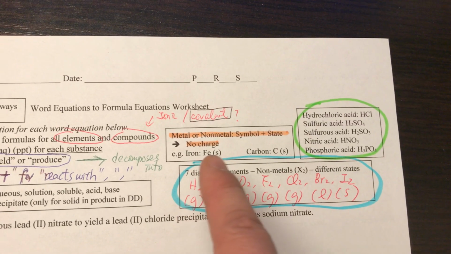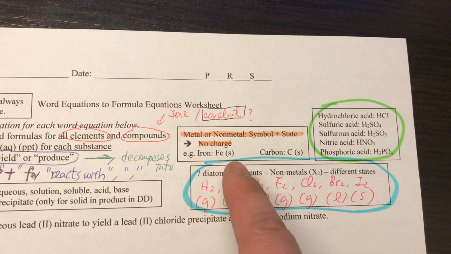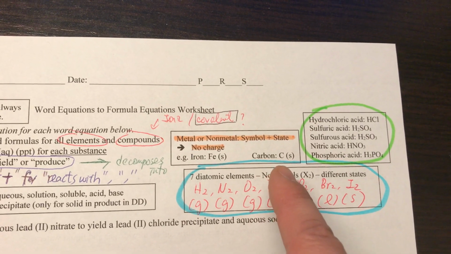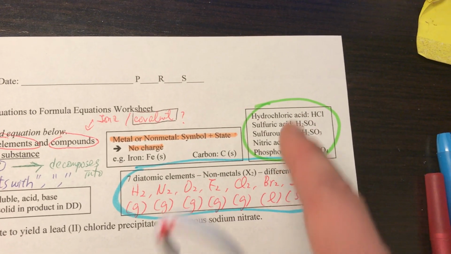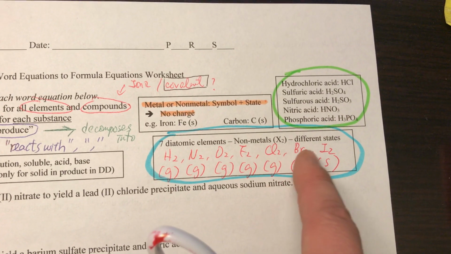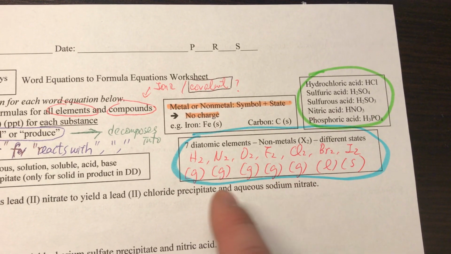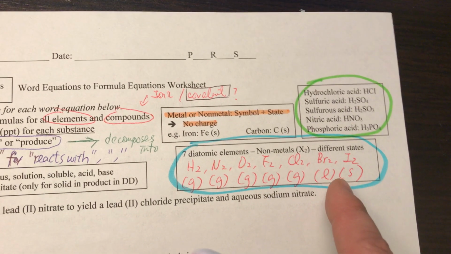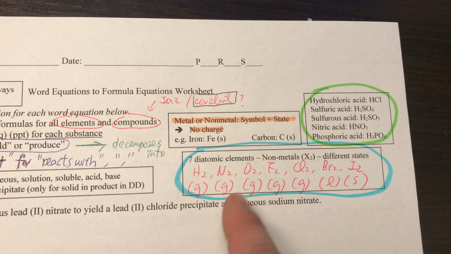And here, for metal and non-metal, when you have a non-metal, you just give me the symbol and the state, without the charges. For example, iron will be Fe, solid. Carbon will be C, solid, no charges. And then I give you some acid names here. Also the 7 diatomic elements, the X2, have different states. The first 5 are gas, then bromine is liquid, and iodine is solid. Because they're diatomic, you have to name them dihydrogen, dinitrogen, dioxygen.